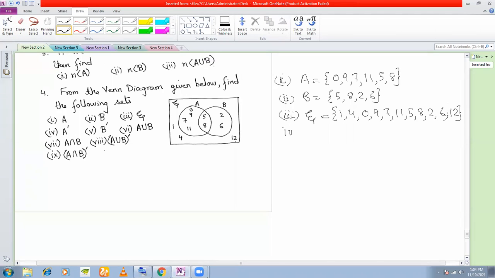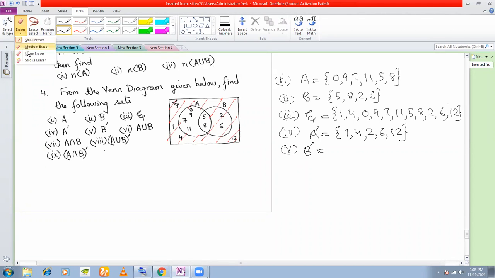Fine. Number 4, A complement. All the elements that are outside the circle representing the set A. All these elements. Except those that are within the circle representing A. So A complement is 1, 4, 2, 6, 12. Clear?